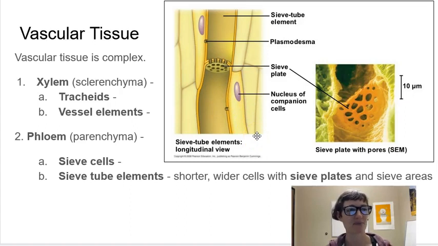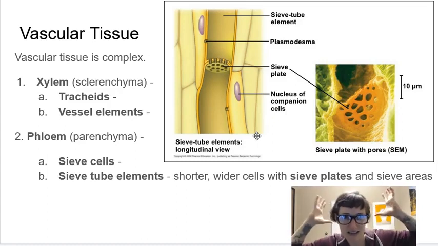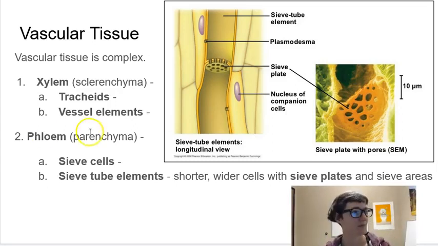So this is this new weird specialized system. If you've ever watched Mad Max, the old ones, where they have Master Blaster, the little guy on the big guy's shoulders and the little guy's the brain, that's like the companion cell, and the big guy is the sieve tube element that does all the stuff but needs something to tell it what to do.